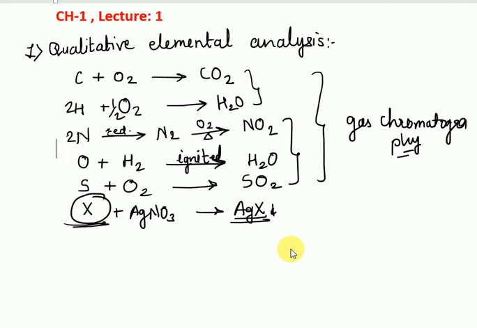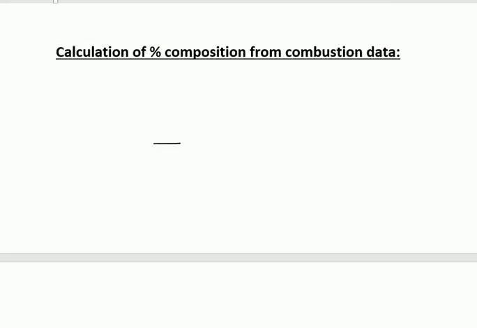From gas chromatographic techniques, even the amount of the gases formed can be deduced. If the amount of the original sample taken for the qualitative analysis is known to us, then we can calculate the percentage composition. So let us see how to calculate the percentage composition from the amount of gases formed.